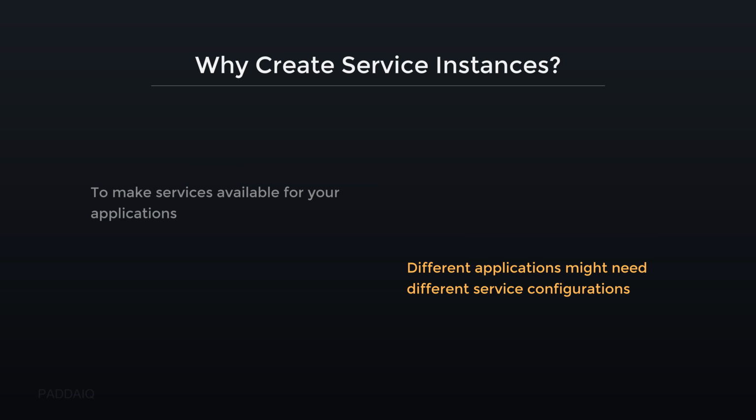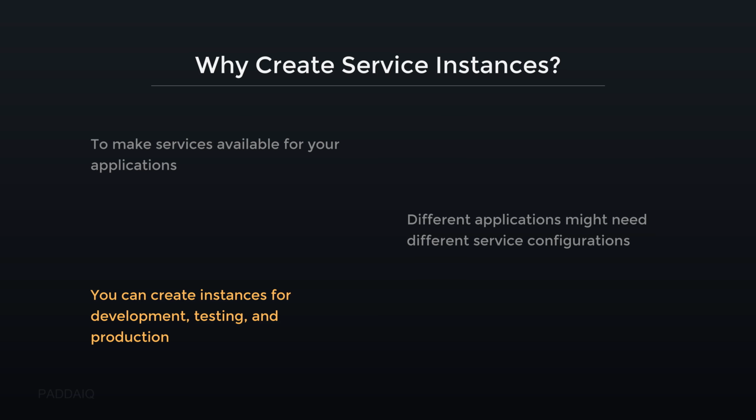Different applications might need different service configurations. This means each app can have its own service settings tailored to its specific requirements. For example, a development app may use a low-tier database, while a production app needs a high-performance one. This flexibility ensures every application operates optimally with the resources it requires.